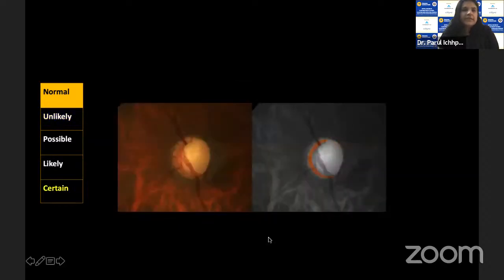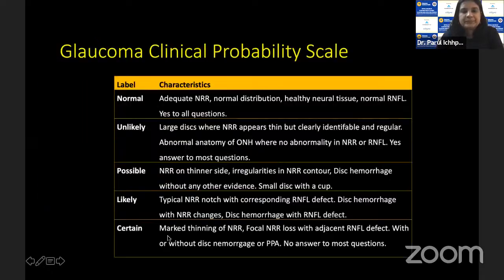Yet another disc, severely tessellated fundus, marked peripapillary atrophy. The pallor is quite marked. And if you see the distribution of the neural tissue, it's pretty scanty, almost absent in the supratemporal, temporal, and the infratemporal quadrants. So yeah, certainly it is glaucomatous. So this is the probability scale. You try to fit your patient into a normal, unlikely, possible, likely, or a certain category, and then corroborate your clinical findings with the other diagnostic findings that you have.